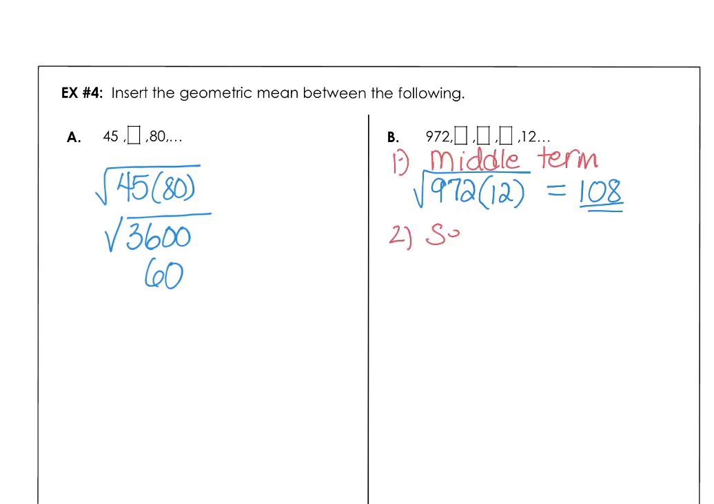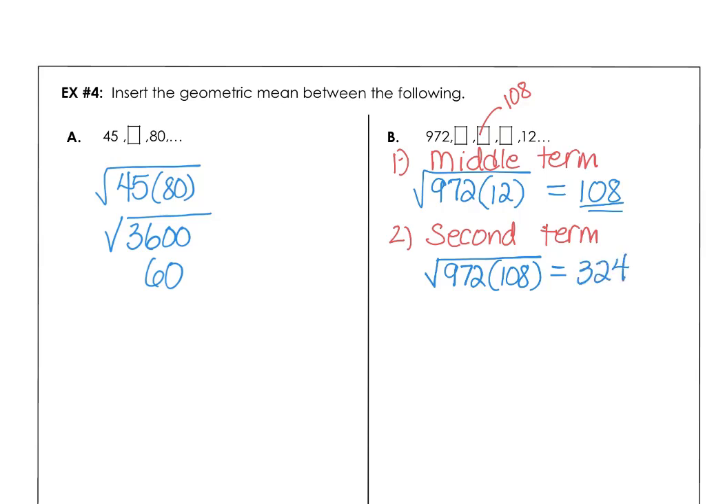Now we can find the second term. If 108 goes here, we can use 972 times 108 with the square root, and the answer becomes 324. So this is the second term. That's the number that goes here, 324. And then finally, for our last step, we want to find the fourth term.